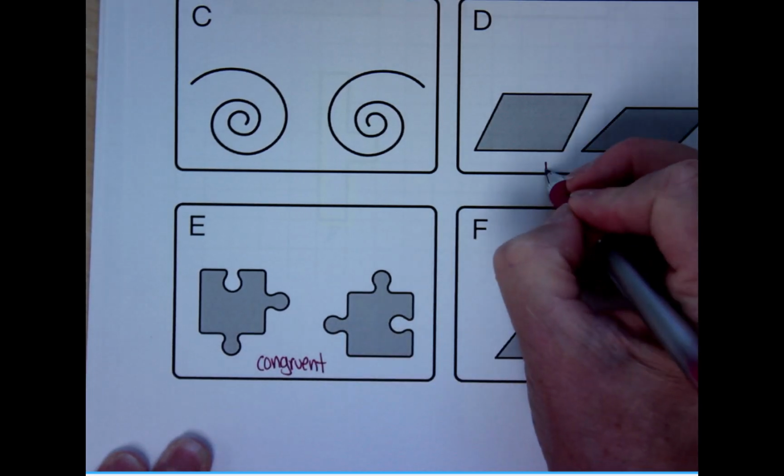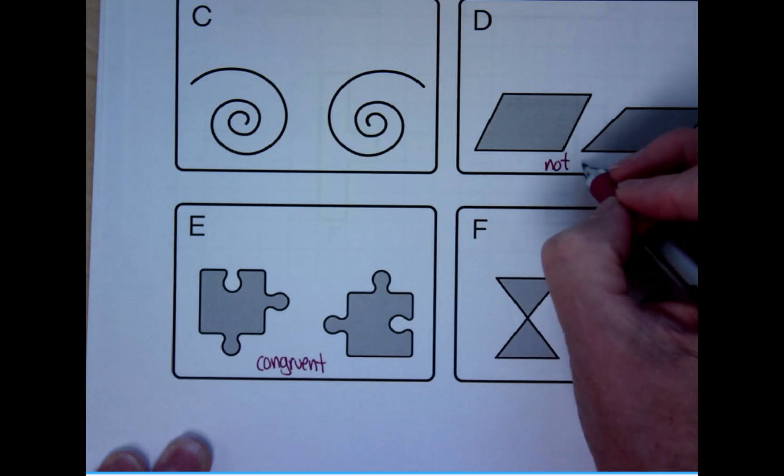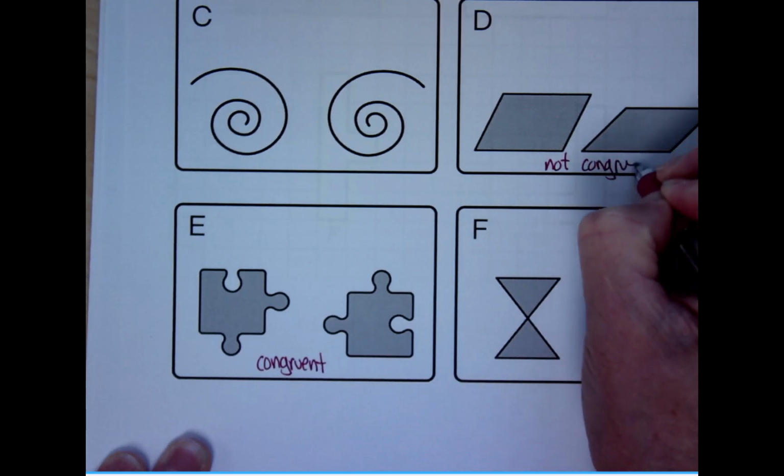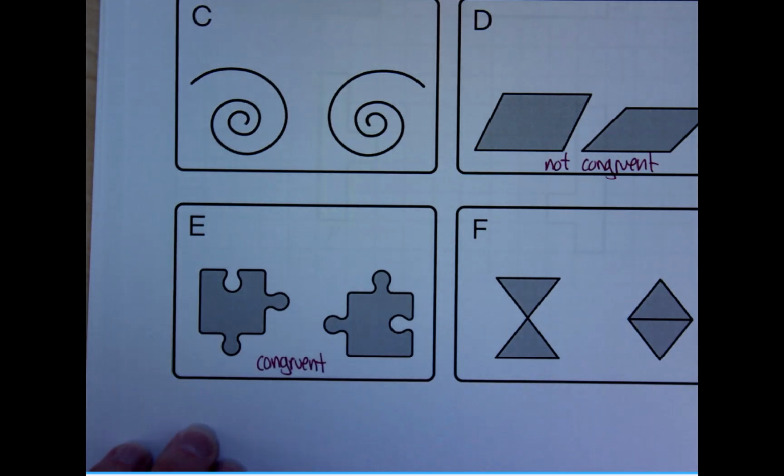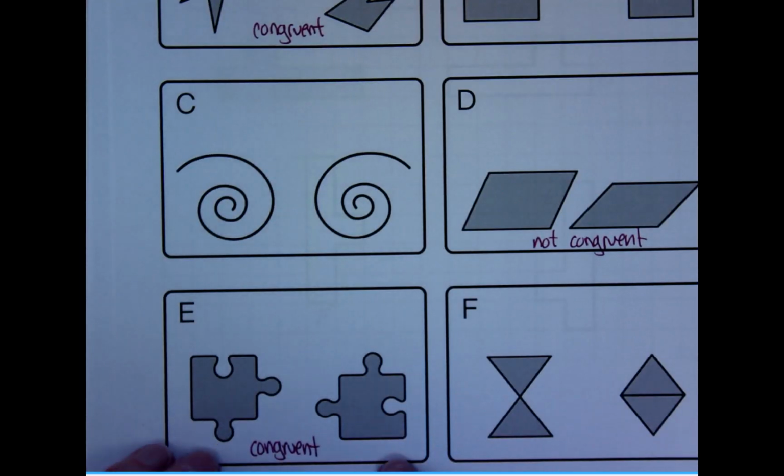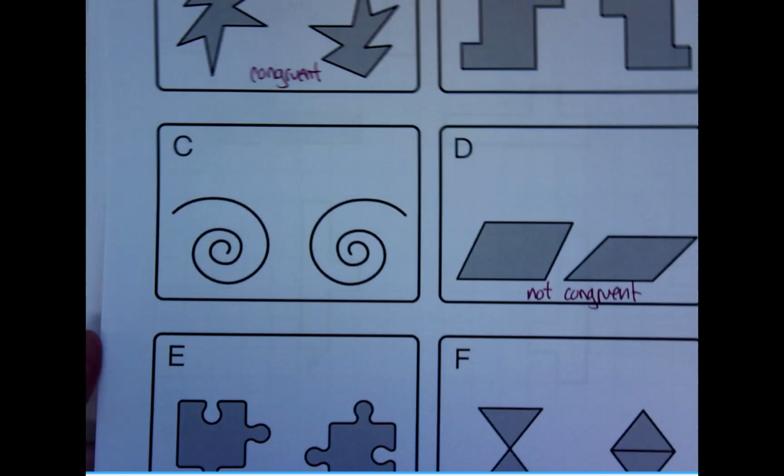So if two figures are the same size and shape, by rotations, reflections, and translations, then we can say they're congruent. Let's go back to the guided notes.